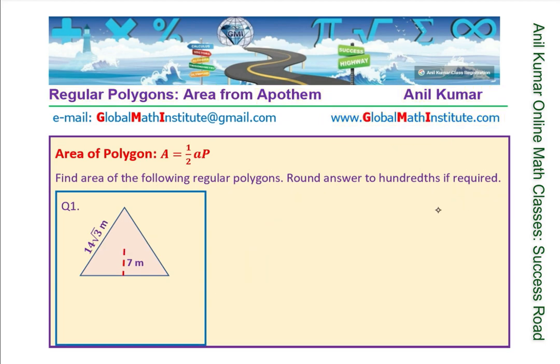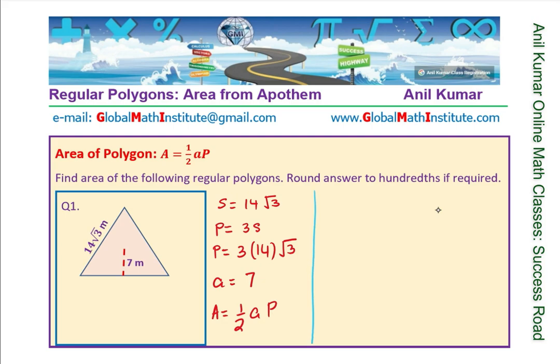The very first one is given to us. Side length S: each side is 14 square root 3. So that gives us the perimeter P, which is 3 times the side length. I can write the perimeter as 3 times 14 square root 3. Perfect. Now we are given the apothem a, which is 7. Units are meters, so the area will be in meters squared. The area formula is half times apothem times perimeter.